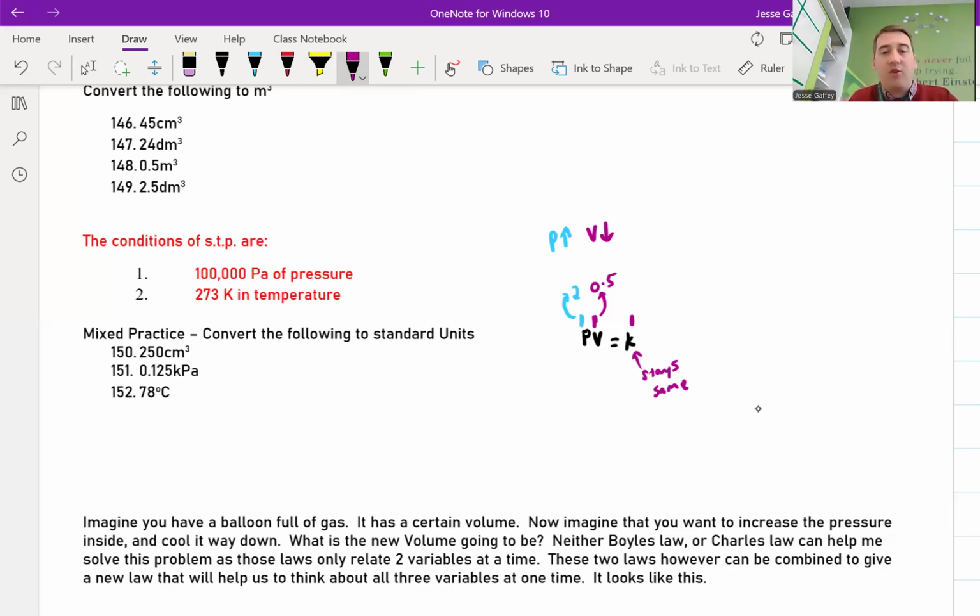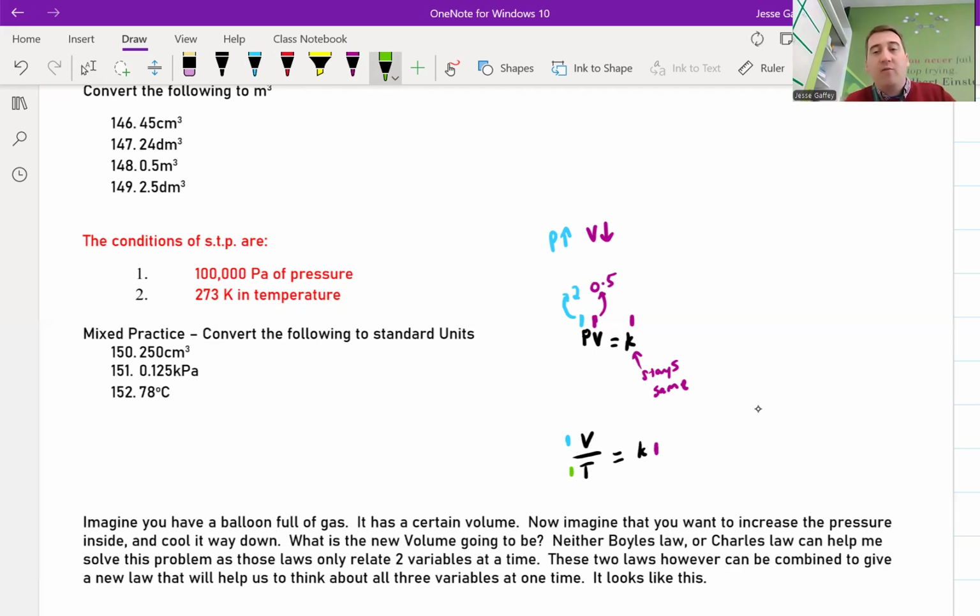We also learned about Charles's law, V over T equals K. And again, we have a constant K, so let's let that be 1. Okay, let's let K be 1. And again, let's say that volume, V, is 1, and then T has to be 1. Okay, and if you think about this, V over T, 1 over 1 equals 1. That's true. 1 divided by 1 gives us 1.